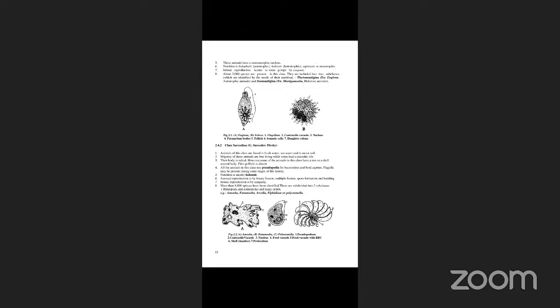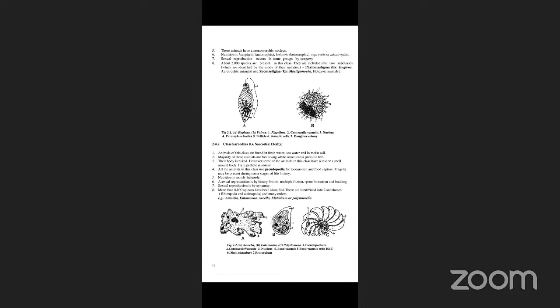Then the second is Sarcodina. They usually live in freshwater, seawater, and moist soils. The majority are free living, but some are parasitic. The body is naked, not covered by any plasma membrane or pellicle, and some have a shell around the body. Pellicle is absent. They have pseudopodia, which are false finger-like structures, used for locomotion and food capture. Flagella may be present during some stages of life. Nutrition is holozoic, that is heterotrophic in nature, meaning they take up food from organic matter by breaking it down.